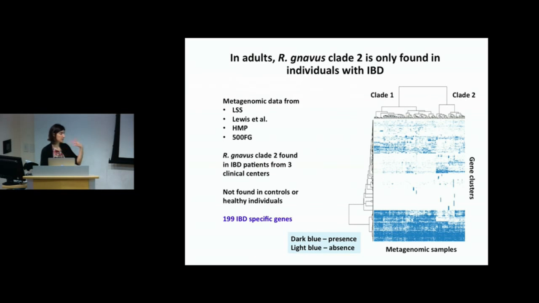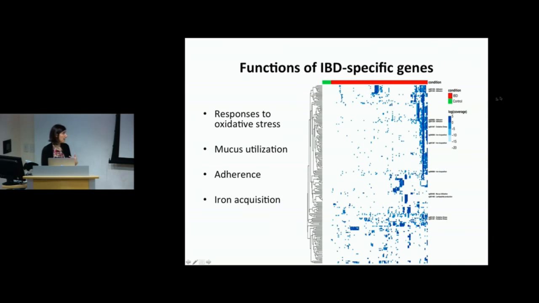Then we could go back, because we sequenced the genomes, and look at what these genes that are different are. And you could see that not all of those genes are present in every single sample here, but none of the genes are present in the healthy samples. So at the top here in green, those are the healthy samples. None of these genes are present in them, and the genes are present in some of these samples. The genes were enriched in those that are responding to oxidative stress, those that are giving the microbe the ability to utilize mucus, genes for adherence, as well as lots of genes involved in iron acquisition. So these are all factors that could contribute to how the microbe interacts with the host in the gut.